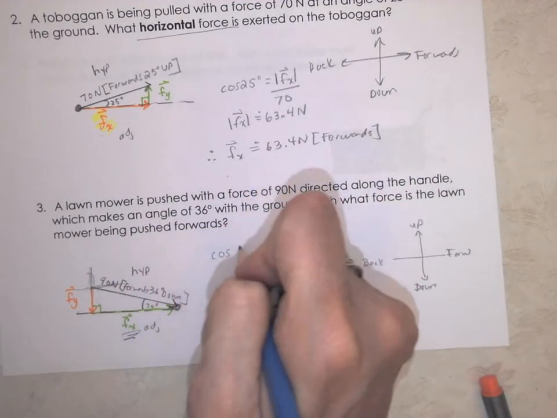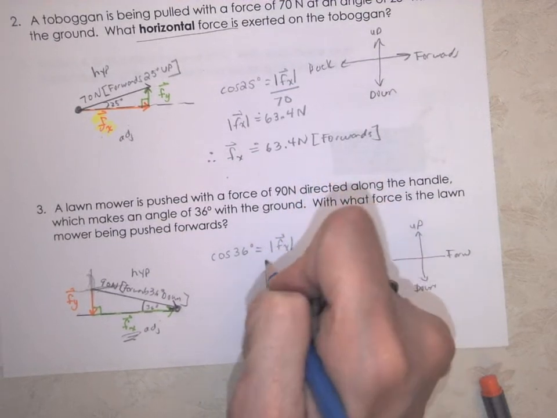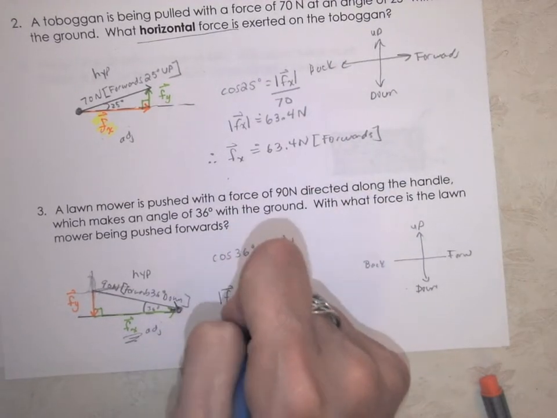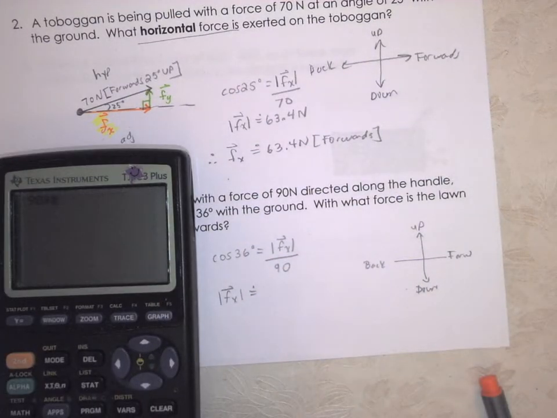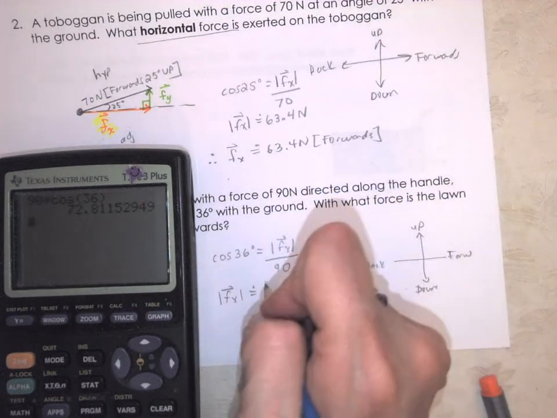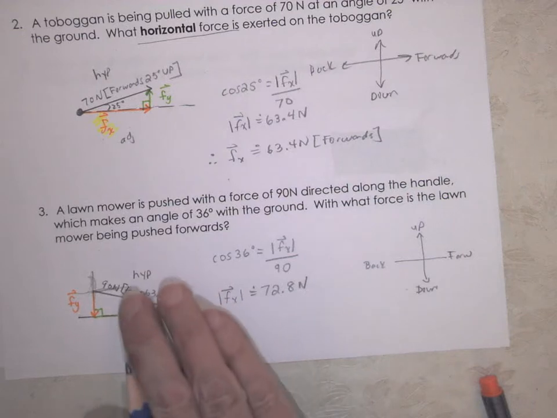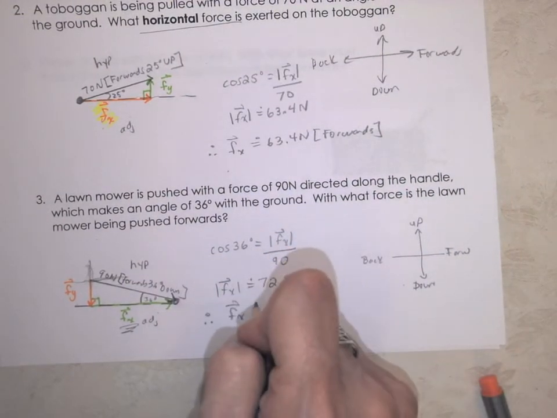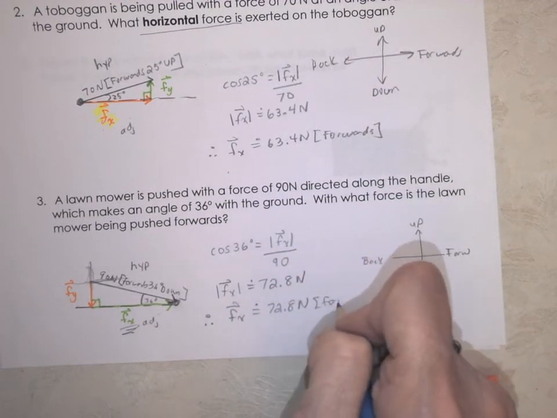So the cosine of 36 degrees is the magnitude of the horizontal force divided by the 90 Newton force, the magnitude of the hypotenuse. So the magnitude of the horizontal force is approximately 90 times the cos of 36, which is 72.8 newtons. And then again, because we're talking about a force, the horizontal force, therefore, is approximately 72.8 newtons forwards.